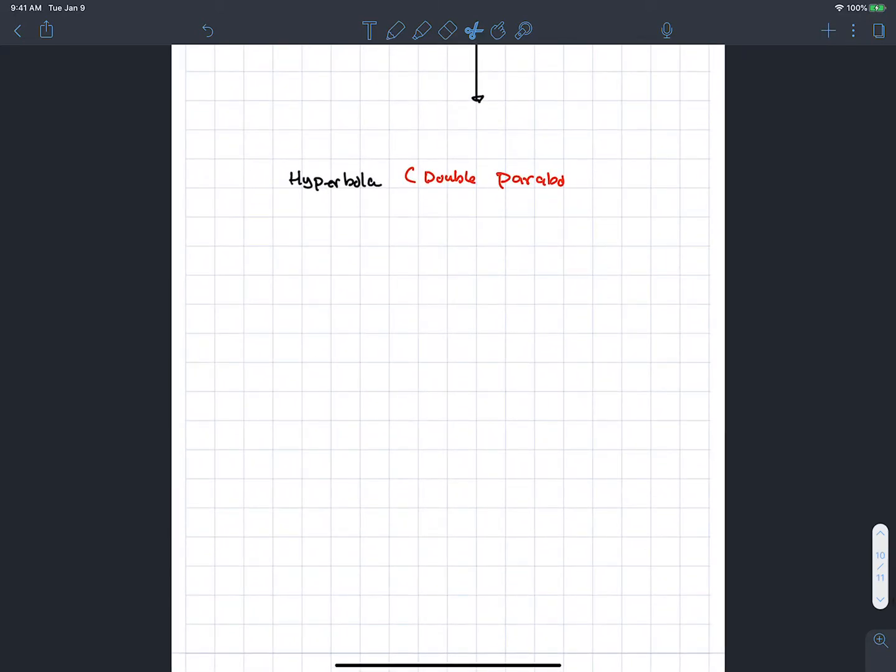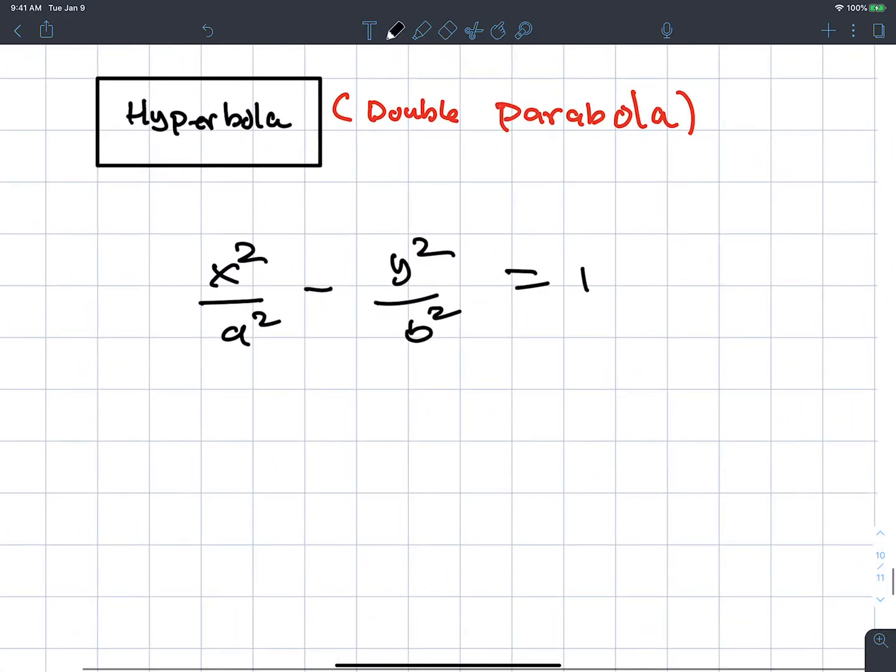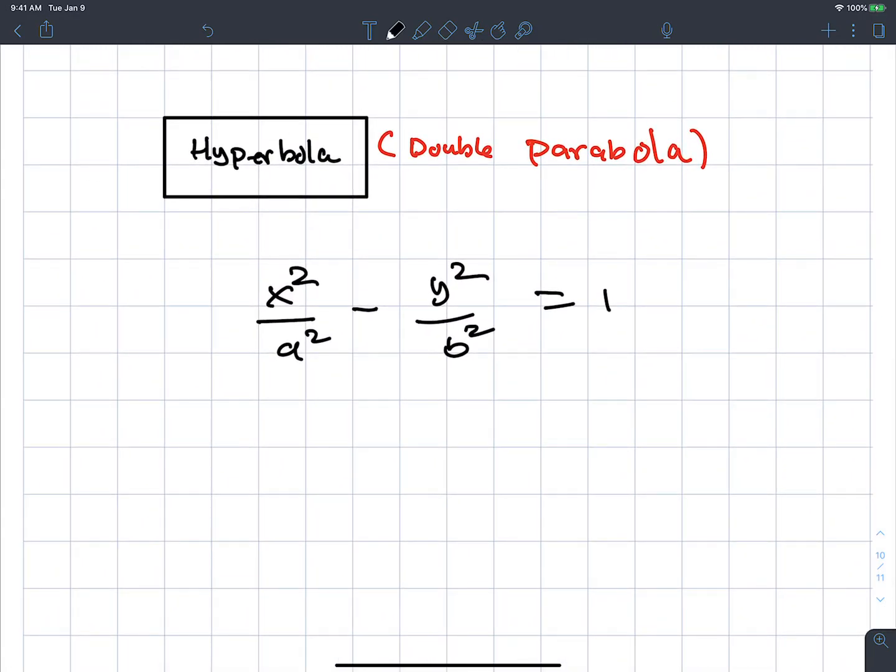So life is good. Okay. Double parabola. Here's the equation so you guys know. X squared over A squared plus Y squared over B squared. Sorry, not plus. This is how it changes. This is a minus, ladies and gentlemen. Okay? That's minus.